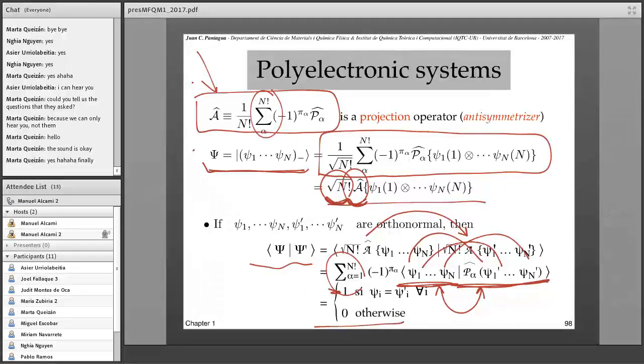And so I finish here the main part of my classes, which is the foundations of the postulates of the theory. And in the next day, we will speak of different types of representing those vectors and those operators, depending on the type of applications we will consider. Position representation, momentum representation, and many others.